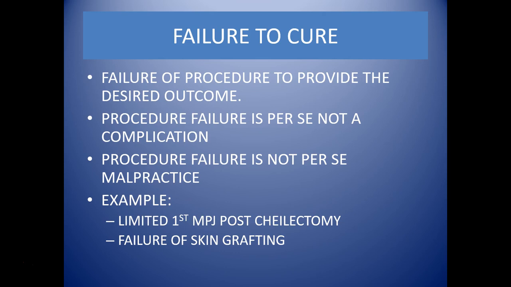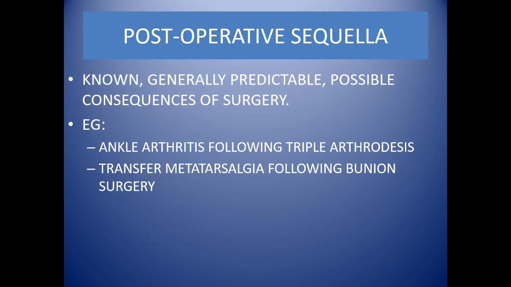The procedure was well chosen, well performed, but unfortunately failed to achieve the desired end result. How many times have we applied skin grafts or skin graft substitutes in an effort to heal a wound, and the wound fails to heal? That is not a complication. That is simply a failure to cure. We also have post-operative sequelae, and these are known, predictable, possible complications following a surgery. For example, a patient undergoes a double or triple arthrodesis for posterior tibial tendon dysfunction and develops arthritis in an adjacent joint.